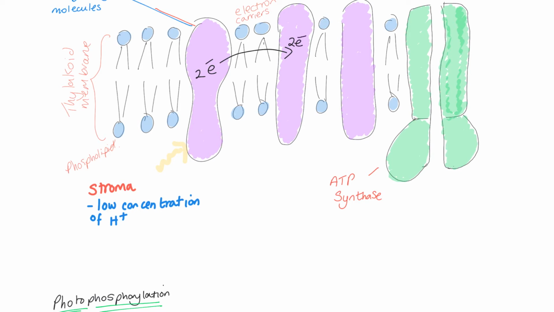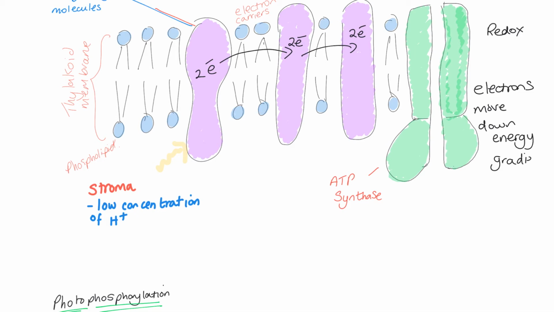As these electrons move from one electron carrier to the next, this is a series of redox reactions, because one is being oxidized and the other is being reduced. As the electrons move from one electron carrier to the next, they move down their energy gradient. And as they move down their energy gradient, the energy that they release is used to actively pump protons into the thylakoid space. So protons are pumped up into the thylakoid space.